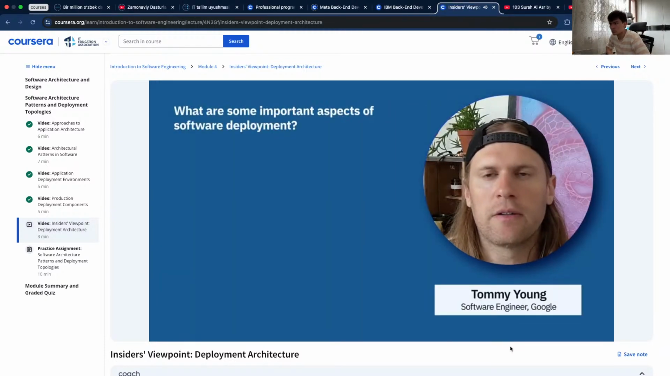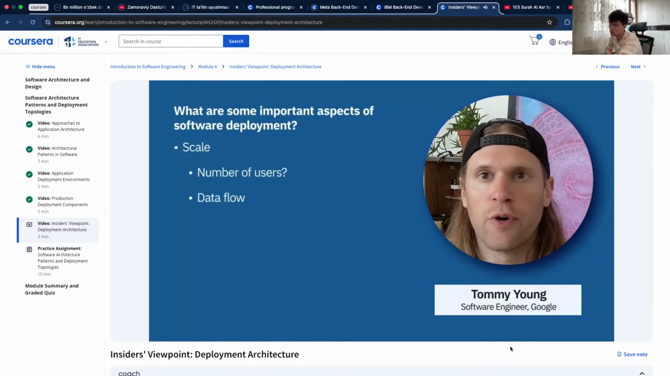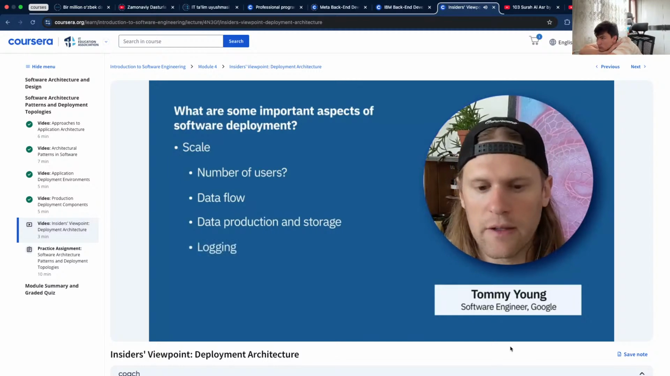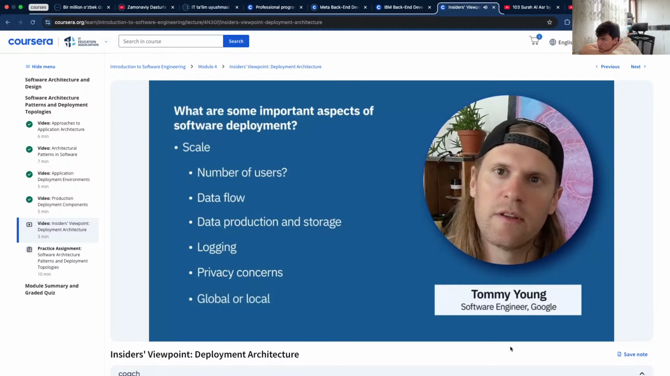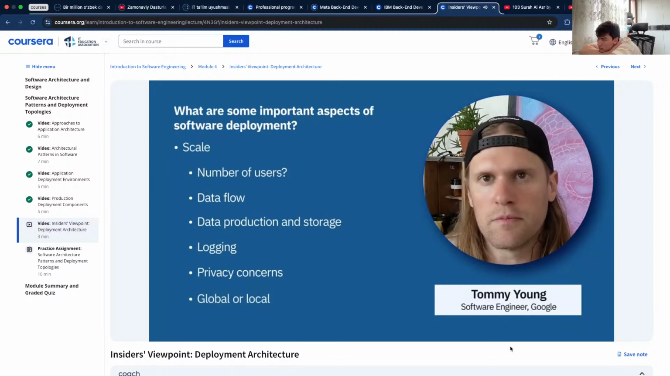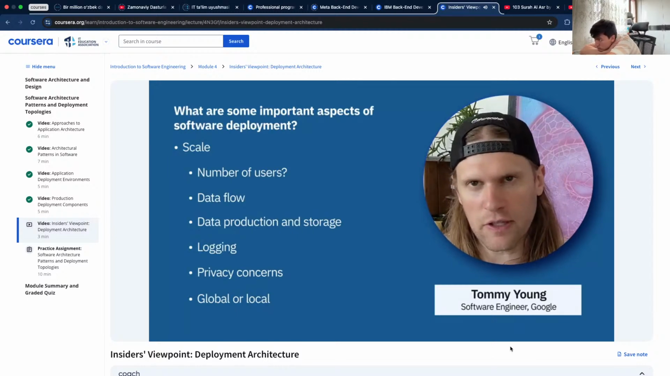I think often you need to think about scale. In general, how many users your system has, how much data you expect to flow through it, how much data you expect to produce and store, how real time you need the data access to be, what your logging story is like, whether you have privacy concerns, whether you need to ensure the data is anonymized. So thinking about the scale, the regionality, is it global, is it local, what are your logging needs, both for internal and external data analysis, mapping out the data flows.